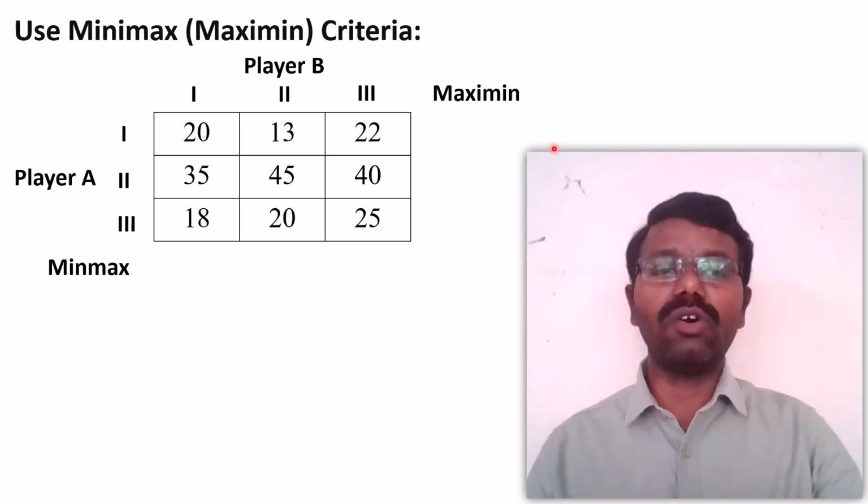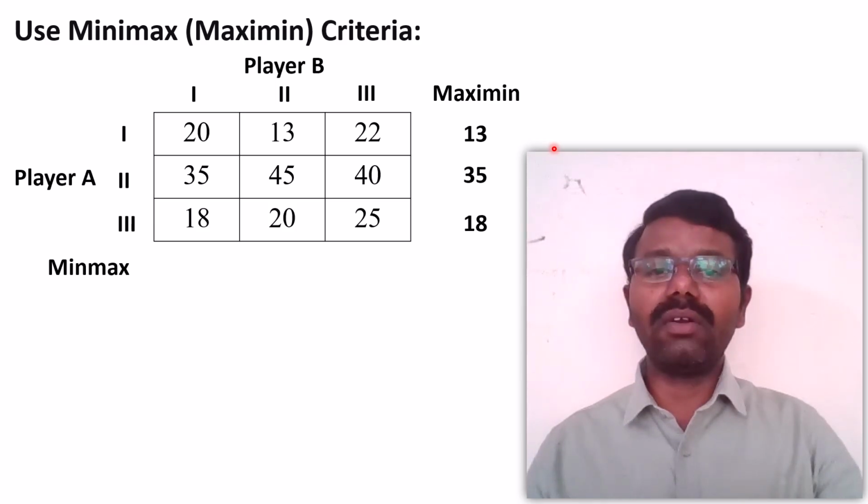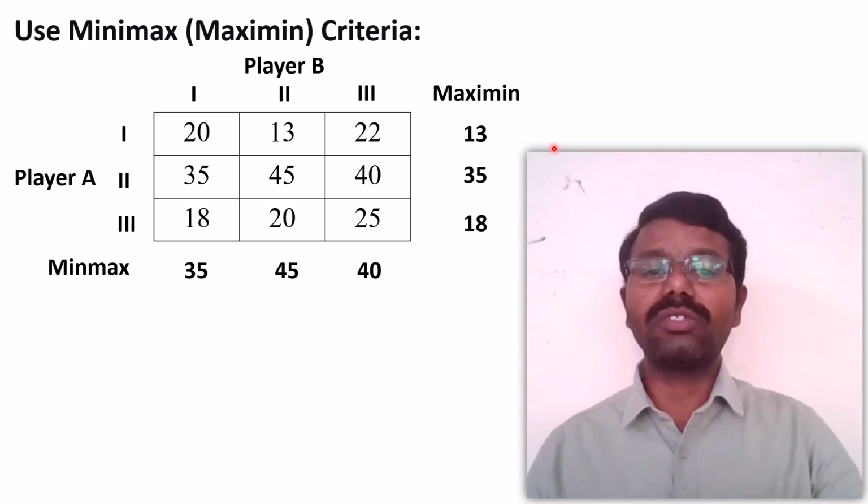For the first row, the minimum value is 13. For the second row, out of these three elements, the minimum value is 35, and for the third row, the minimum value is 18. And again for the minimax value, for the first column we take the maximum value, so 35, and in the second strategy it is 45, and the third strategy is 40.